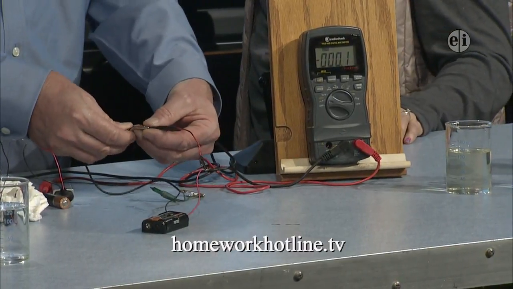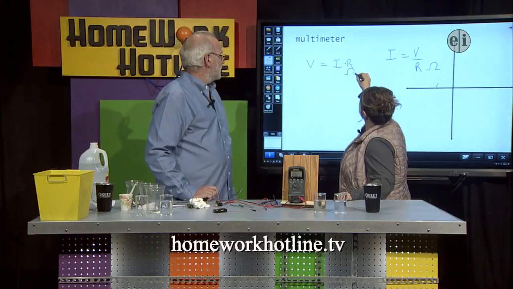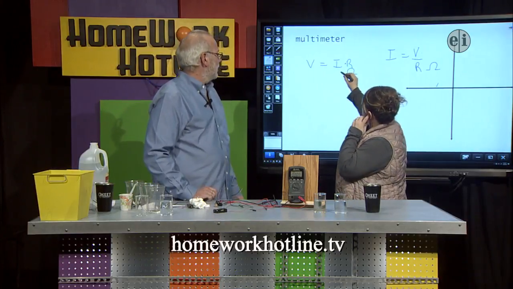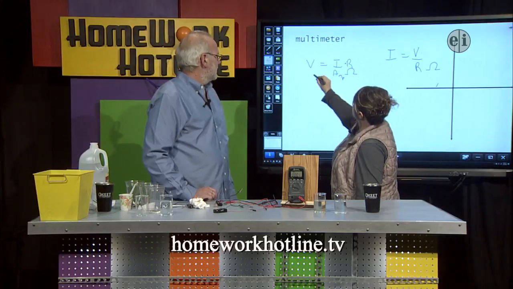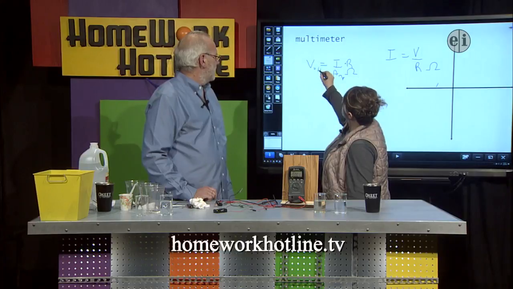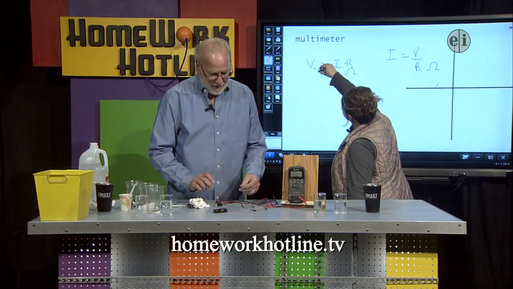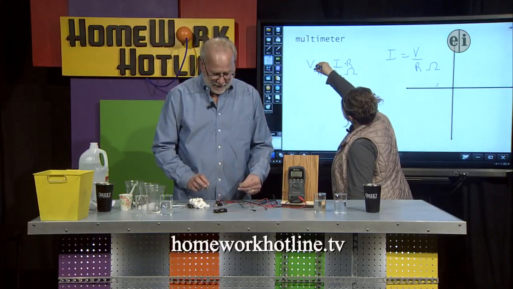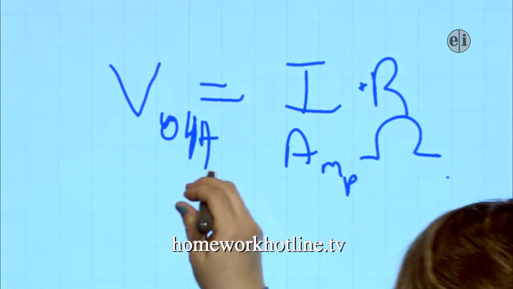So resistance is ohms. I'm just clarifying. Yes, resistance is ohms. And current is in amps. Amps. And voltage is in volts. Good. Now, again, I can measure my voltage, and I'm going to do it actually with all the wires hooked up to see if I have it right.